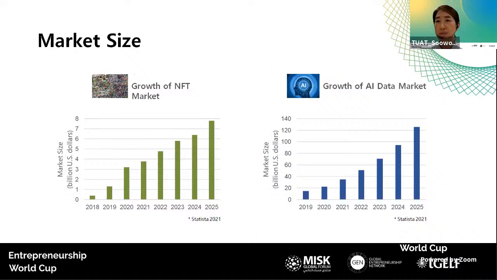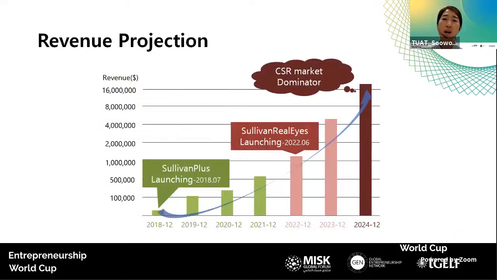there are various markets to trade value, that is the NFT market using blockchain. And as demand for AI technology expands, we need a mass of AI training data. So now we are upgrading to Sullivan Real Eyes, and next year, Sullivan Real Eyes starts to service. The number of users will increase explosively, and the revenue will rise vertically.